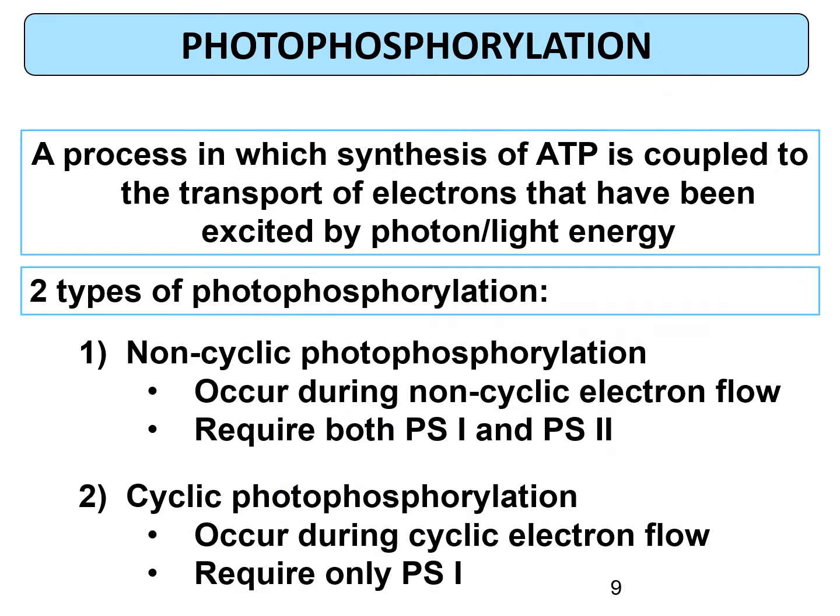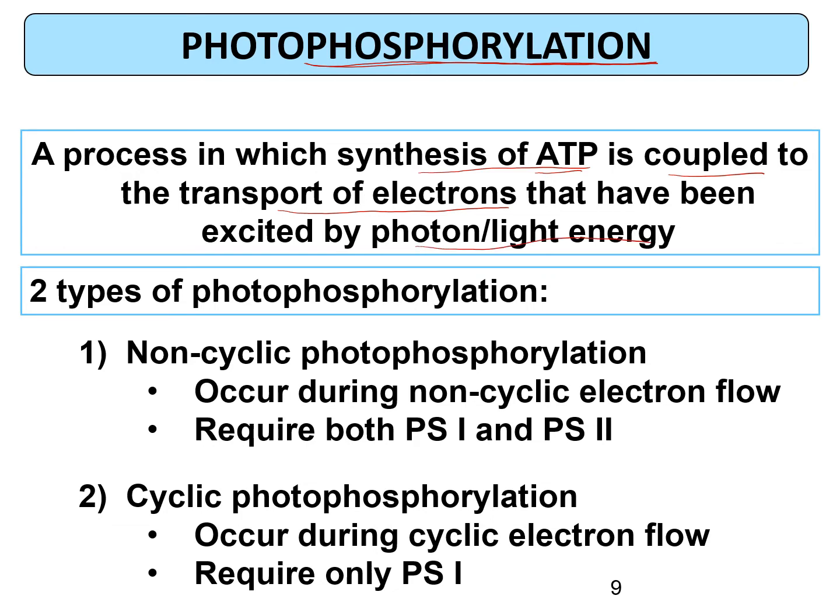Another stage that we need to understand is photophosphorylation. We have come across this term before in cellular respiration. It is a process that synthesizes ATP. The synthesis of ATP is coupled to the transport of electrons that have been excited by photon or light energy.